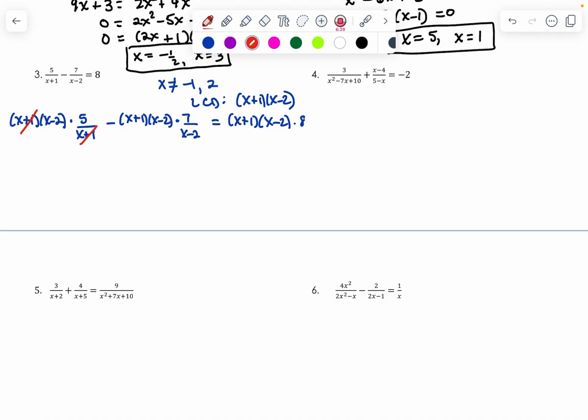So now I'm going to cancel the x plus 1s. Nothing cancels on the right side. So I strongly recommend that you write down, take a moment, otherwise you might make a sign error. And then I'm going to go ahead and multiply this out. So that's going to give me 5x minus 10 minus 7x minus 7.